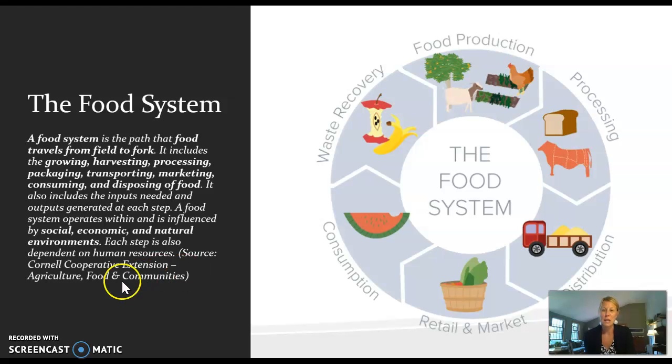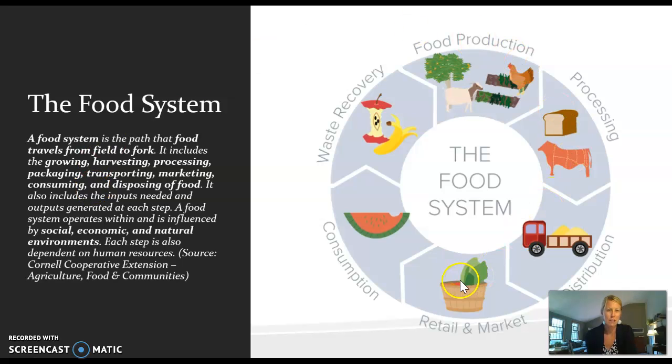It also includes the inputs needed and outputs generated at each step. A food system operates within and is influenced by social, economic, and natural environments. Each step is also dependent on human resources. So again, as you know from the reading, or you will know from the reading, a food system is a very complex web of relationships, including many, many components. But this is just a really simple offering in terms of a definition.